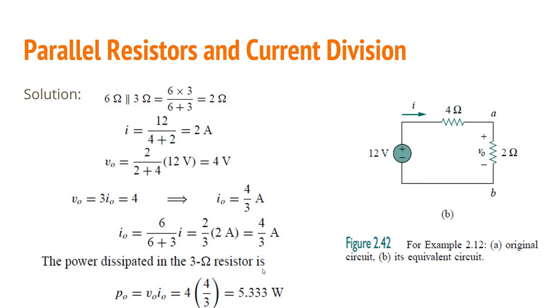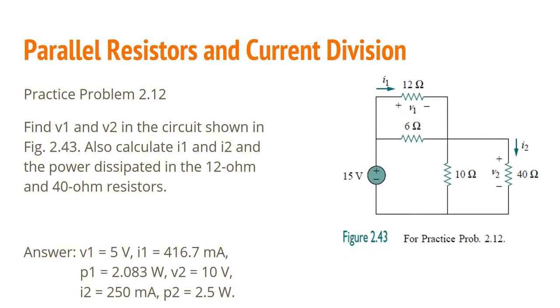Okay, the power dissipated in the 3 ohm resistor is, okay, formula sa power is equal to voltage times current. So, ang voltage is 4 volts, current is 4 over 3 ampere. So, 4 times 4 over 3 equals 5.333 watts or 5.3 watts. Okay, so nakuha na ang answer: ang voltage is 4 volts, current is 4 over 3 ampere, and power is 5.3 watts. Okay, another practice problem for you to solve.